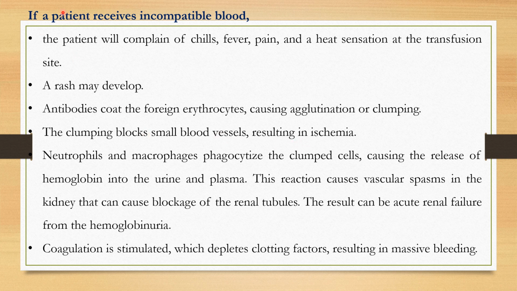Neutrophils and macrophages phagocytize the clumped cells, causing the release of hemoglobin into the urine and plasma. This reaction causes vascular spasms in the kidney that can cause blockage of the renal tubules. The result can be acute renal failure from the hemoglobinuria. Coagulation is stimulated, which depletes the clotting factors, resulting in massive bleeding. So these are the clinical manifestations shown by the patient.